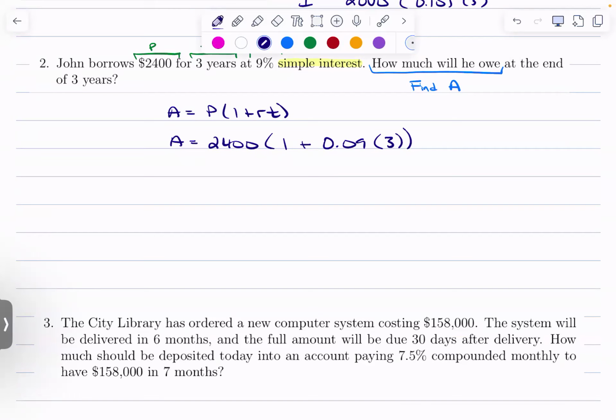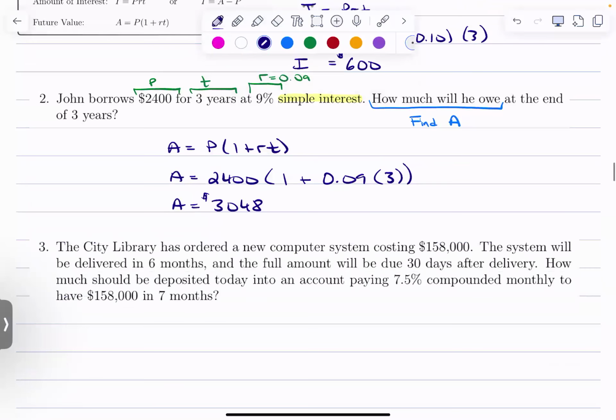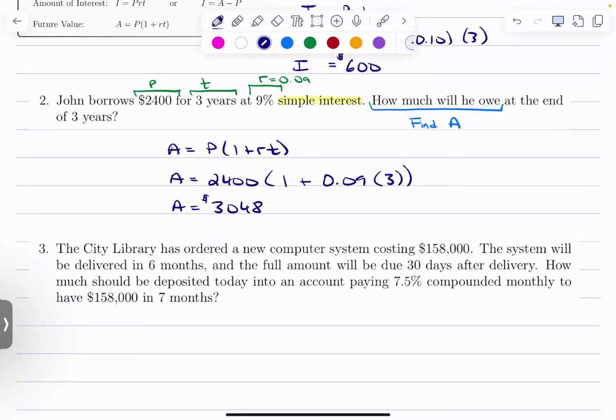Let's see here. I'm just gonna go for it. Get $3,048. Even, which is nice. Nice. Any questions about that one? No.